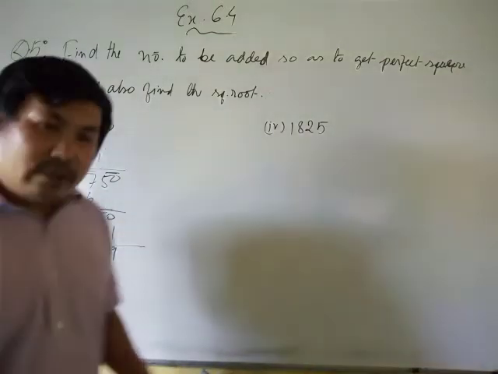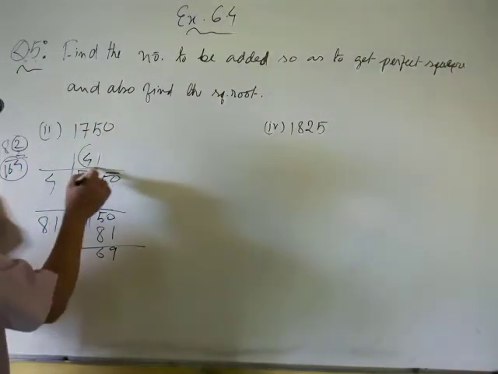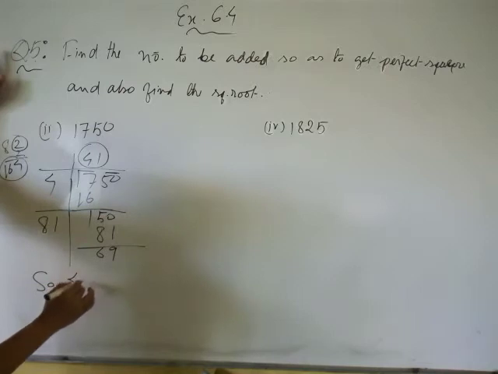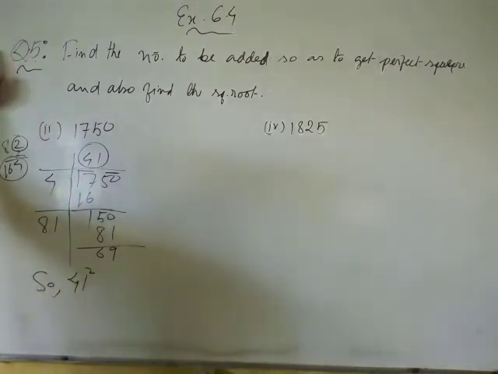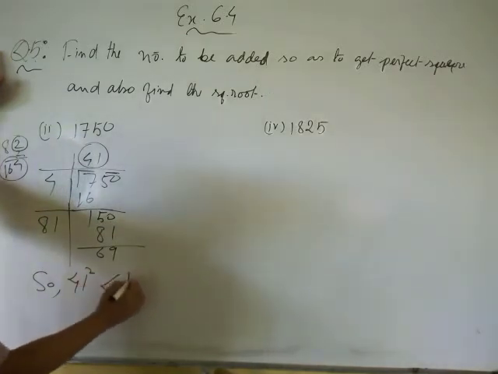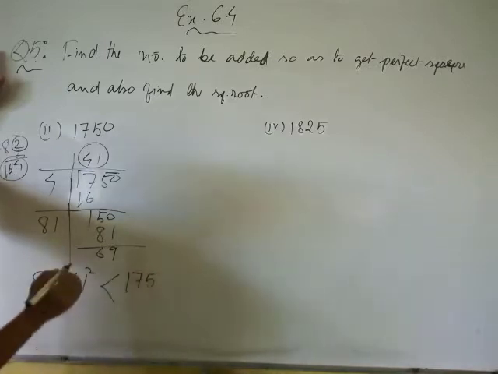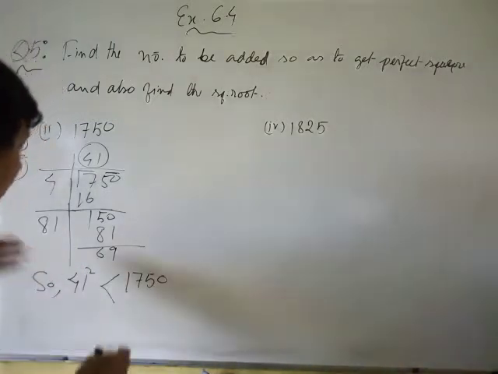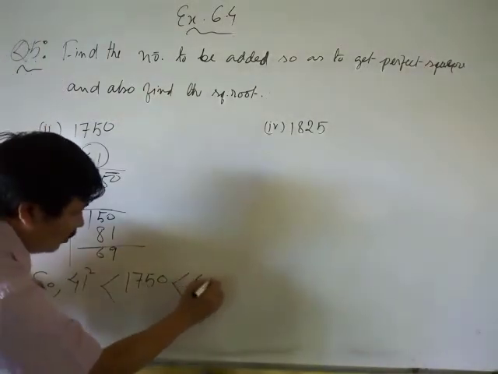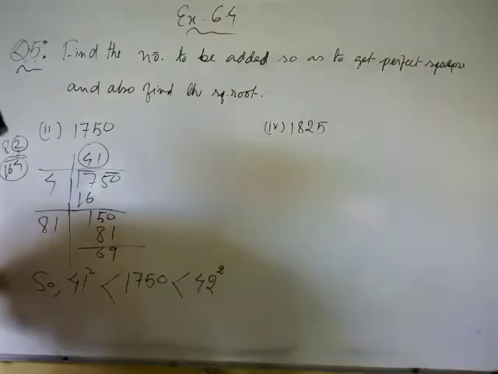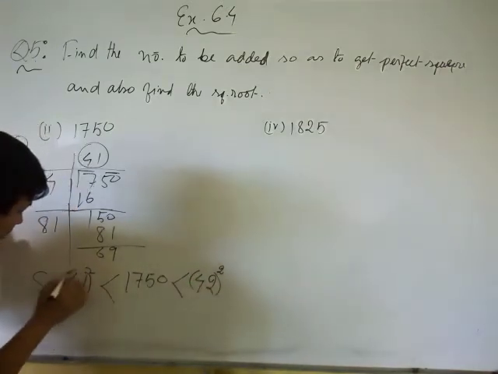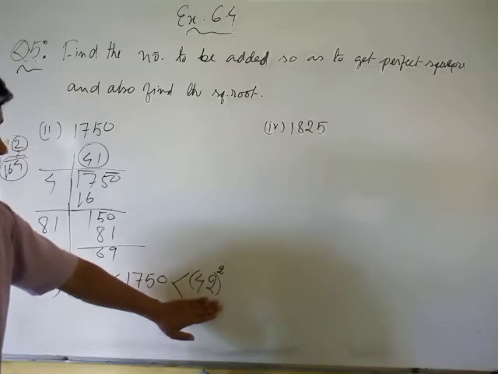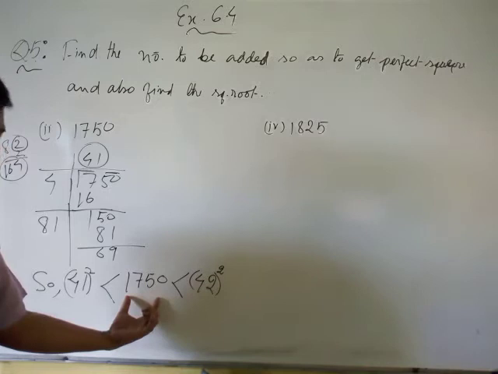69 is the remainder. We are not going to test the remainder now. We have to take this 41. 41 squared is less than 1750, but 1750 is less than 42 squared. So this number is in between the squares of these two numbers.